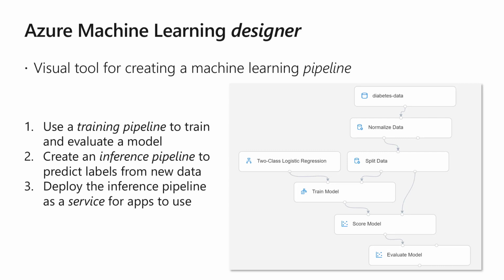After training, we use a score model module, and that will take the validation data, the data that we held back, and run that through the model that we've trained so that we can compare the predicted values to the actual label values that we know from the original data. Then we can use an evaluate model module to calculate the metrics that help us determine if the model is any good. In this case, it's a classification model, so our evaluate model will calculate the accuracy and produce that confusion matrix of true positives and false positives and true negatives and false negatives.